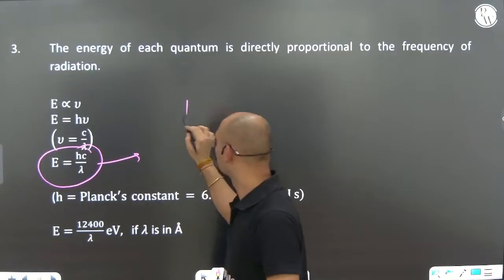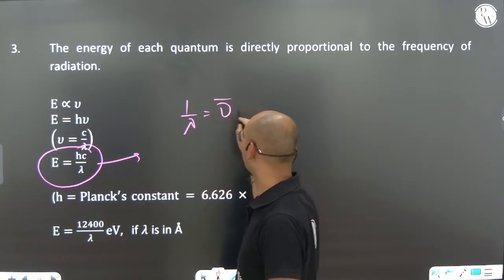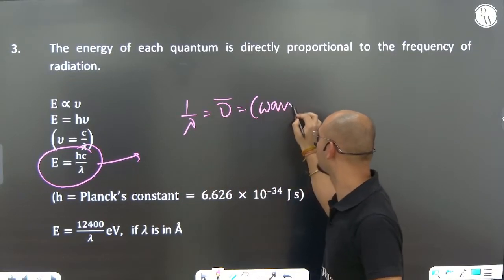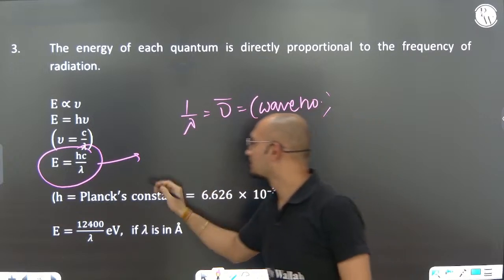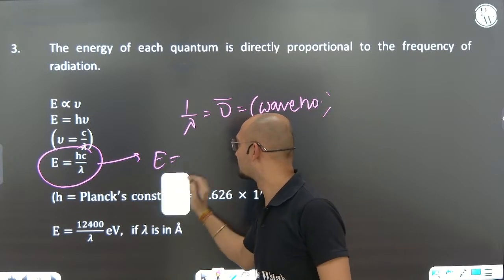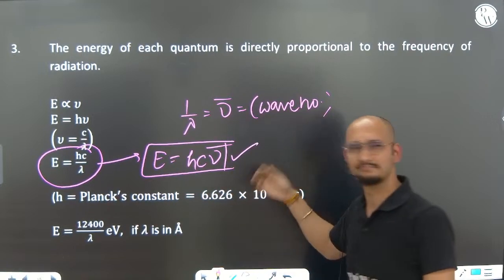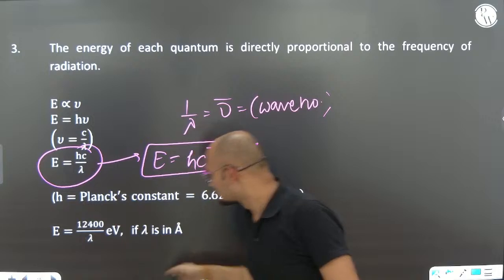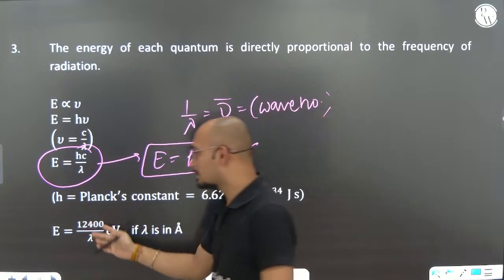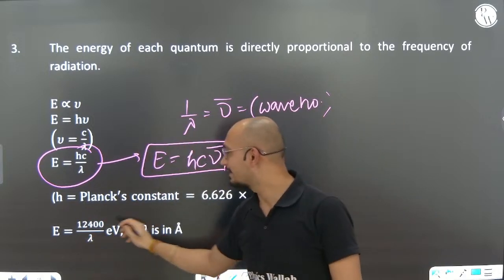Now, one more thing from here, you should know that 1 by lambda equals nu bar. It is nothing but wave number. So E equals h c nu bar. One more relation, just to keep in mind, right? Now E equals 12,400 by lambda in electron volts.